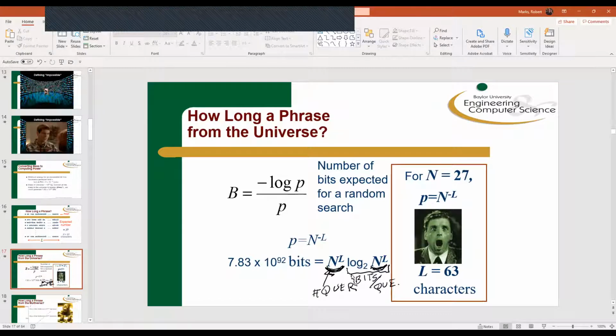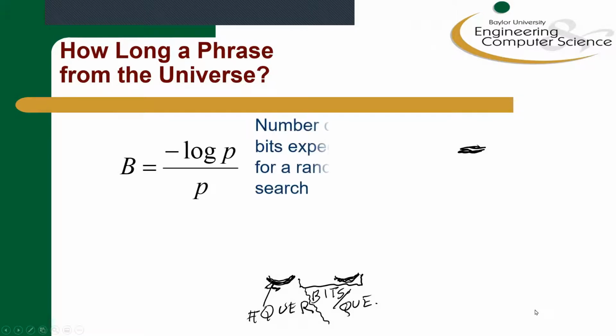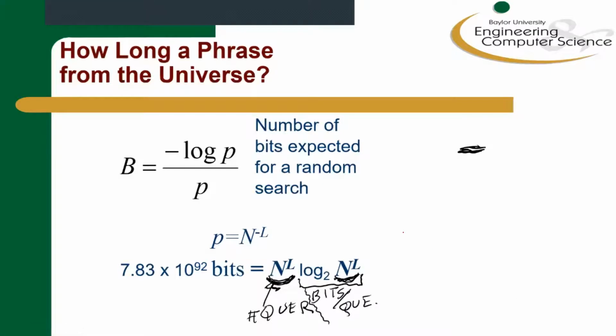So this turns out to be a very interesting number, because if we fix N, there is the question: how long of an element do we have so that the number is equal to this large number that we had? We want to have 7.8 times 10 to the 92 bits. So what is this? This is the number of bits that we have in the universe. And that's equal to this, which is the bit cost in doing a search for something with a length of L and an alphabet of N. Now we have here a transcendental equation. We know how many bits we have available. We know what N is, but we're not sure what L is.